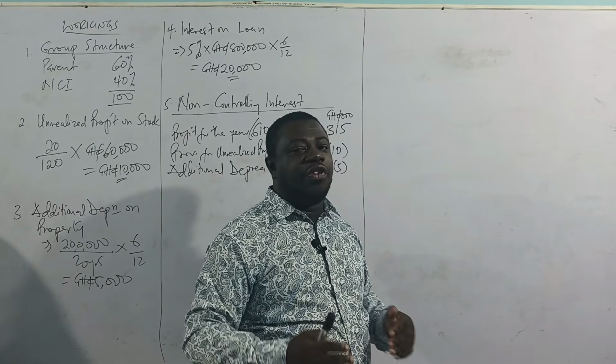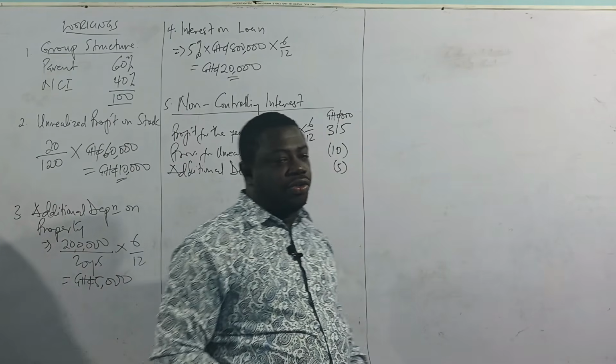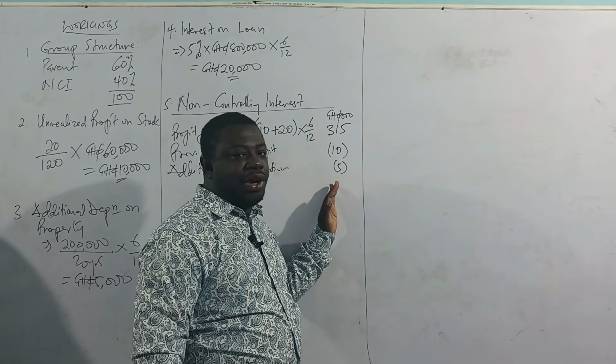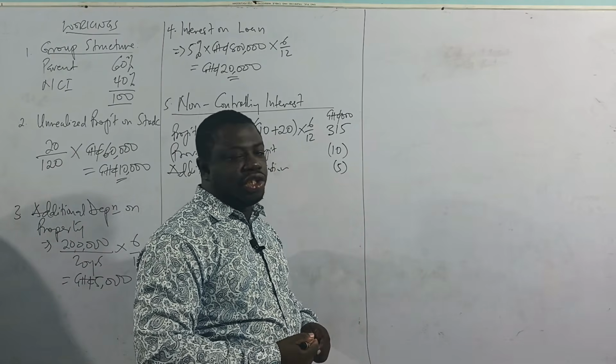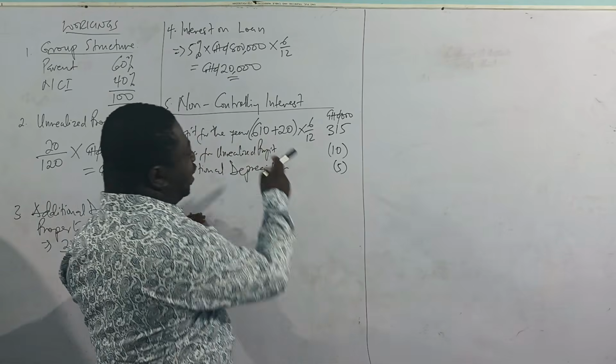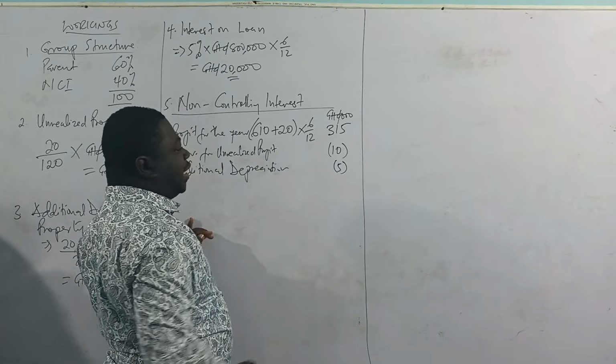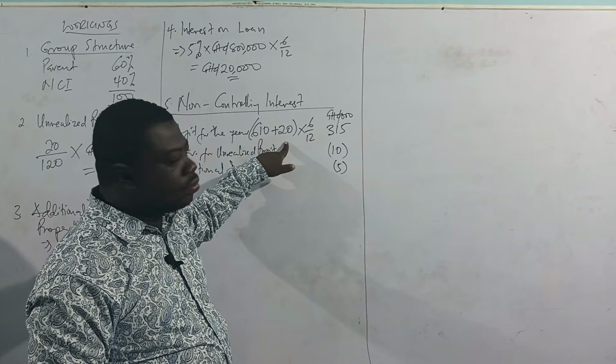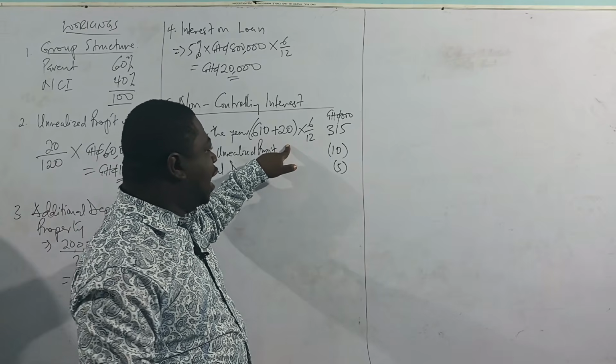Now we want to know the profit to be given to the non-controlling interest. But what we are doing is that we are first adjusting the profit for the period before we pay a portion. Now, I said that for the sake of determining the profit to be adjusted, we need to add back the interest, or the finance cost.